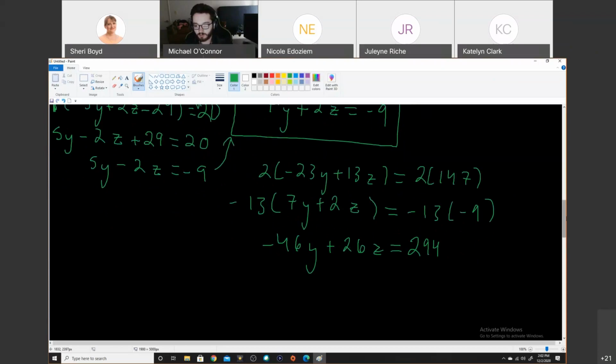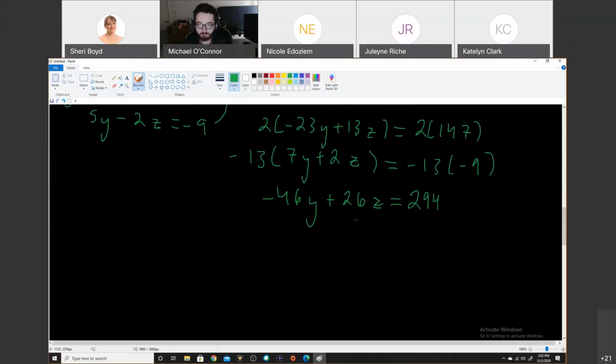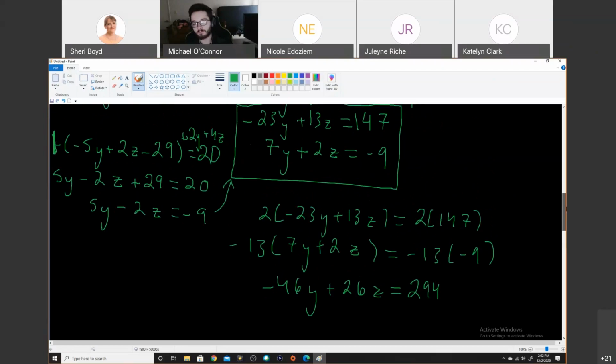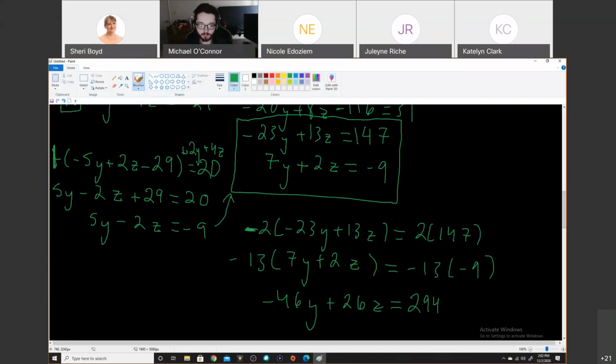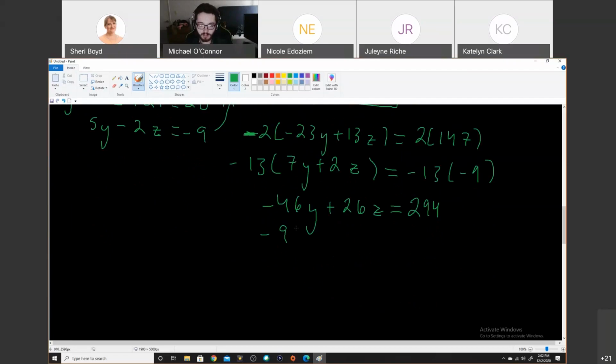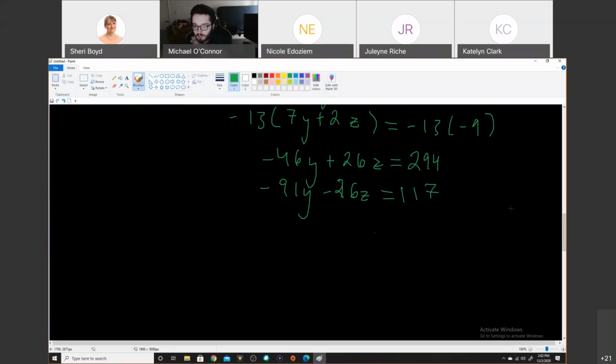It's negative 91y, I'm sorry. Negative 91y. Oh, I'm solving, I'm sorry, I'm doing this one. And then negative 91y, negative 13 times 2z is equal to negative 26z, is equal to 294, and then negative 13 times negative 9 is equal to 117. Then negative 91y is equal to, I believe, 411.